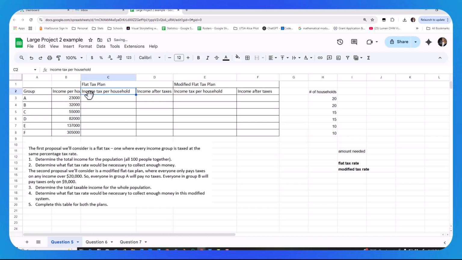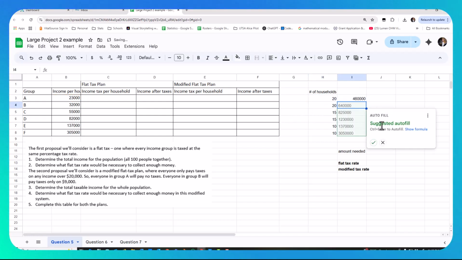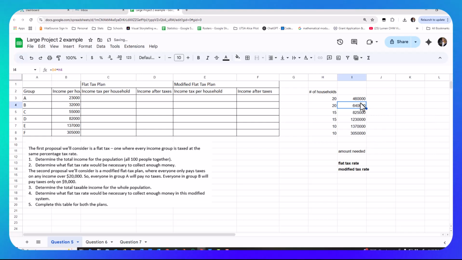All right, so the income tax per household. Well, the first thing to notice is I don't have a rate, so I need an actual rate. To be able to find this tax rate, what I have to do is take the income per household and multiply it times the number of households. So the income per household times the number of households. And it suggests to fill this formula in, and it does it straight down.